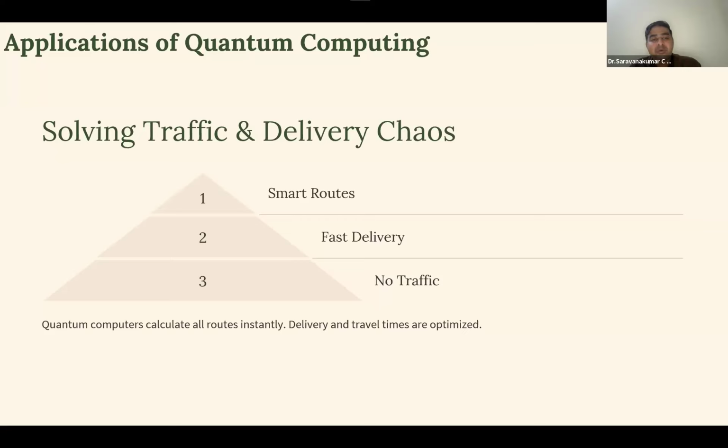So smart routes and solving traffic and delivery chaos.